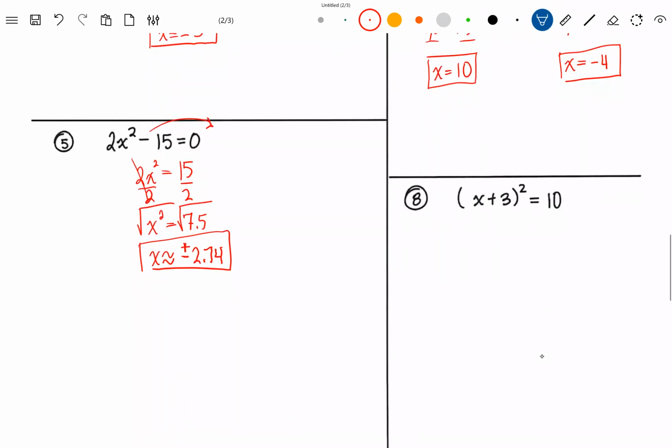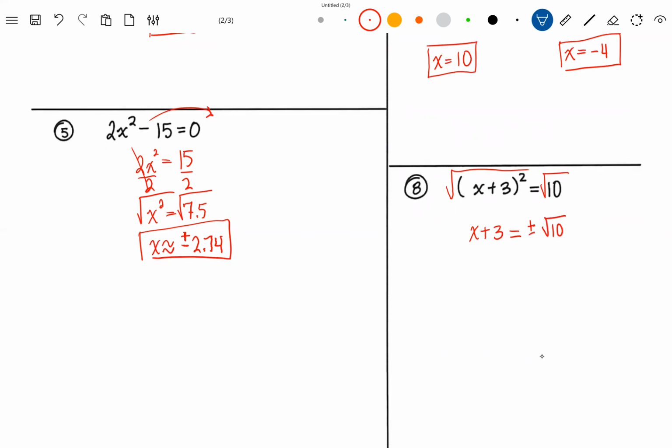Now with number 8, square root both sides to get rid of that square. So I have x plus 3 equals, and the square root of 10 is a decimal, so I'm going to leave it as plus and minus the square root of 10. So I have two problems. X plus 3 equals positive square root of 10, and x plus 3 equals negative square root of 10. Now, yesterday we talked about not having a negative under the radical. That negative is not under the radical, it's in front, so that's okay.